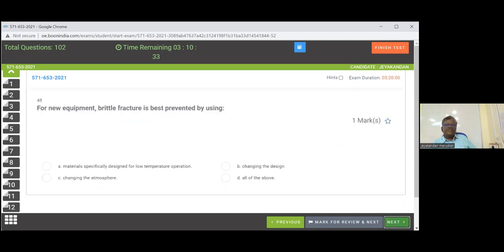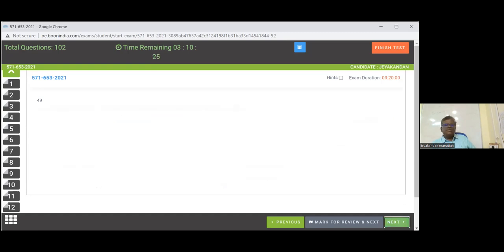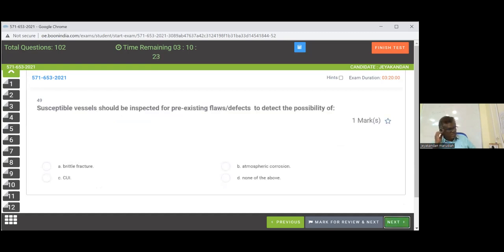For new equipment, brittle fracture is best prevented by using materials specially designed for low temperature operation. We have to change the material. The vessels should be inspected for pre-existing flaws and defects to detect the possibility of brittle fracture, because you cannot detect it by NDT; you have to check whether any flaws are there.